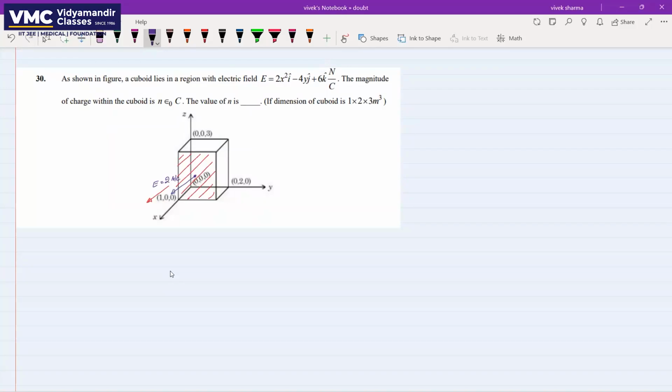The area of this face will be 6, as flux is leaving from this face. So for this face, say phi 1, as flux is leaving it is positive, and the electric field is 2 into area 6, so it is plus 12 in SI units. Along the y-axis, the electric field is along the negative y-axis. So the electric field is along negative y-axis in this direction, and it is 4y.